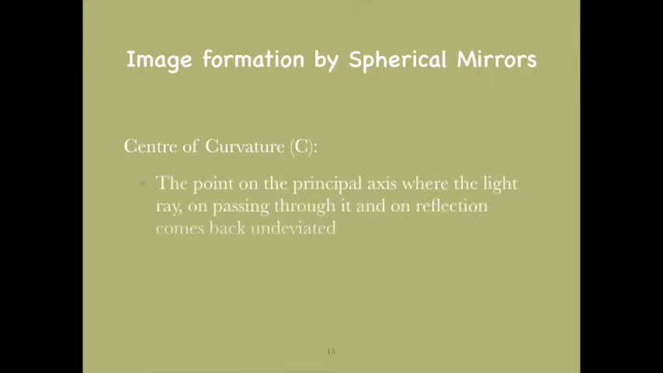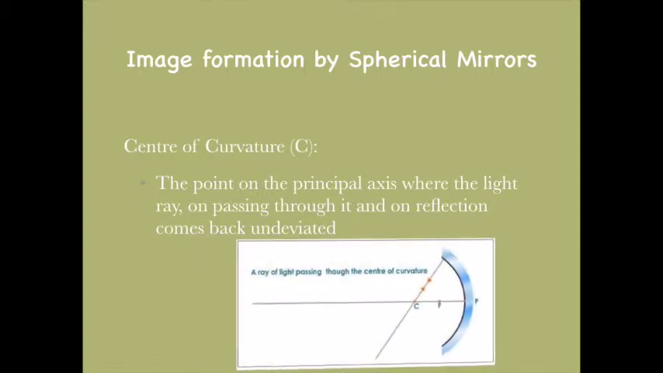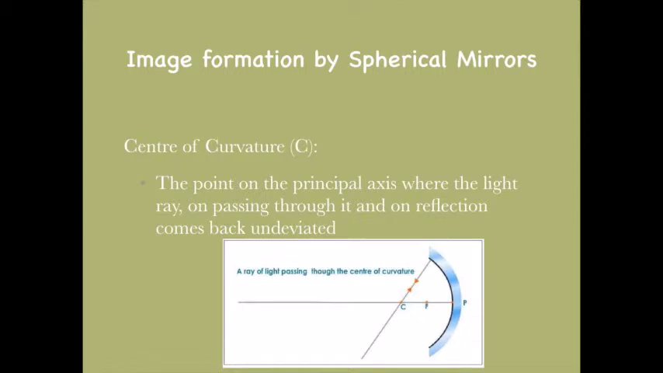The next thing would be the center of curvature. It is denoted by the capital C. So it is the point on the principal axis where the light ray on passing through it and on reflection comes back undeviated. A diagram will help you understand better. Here the point C is the center of curvature.